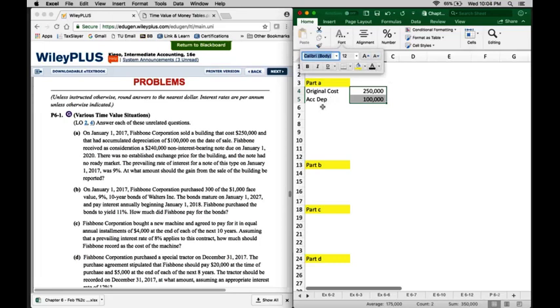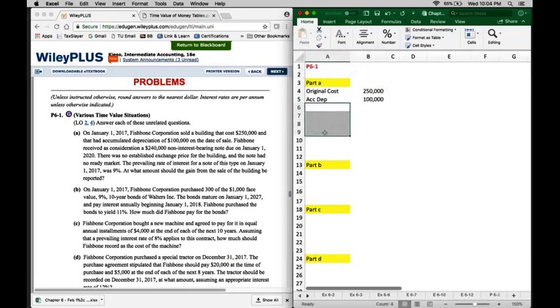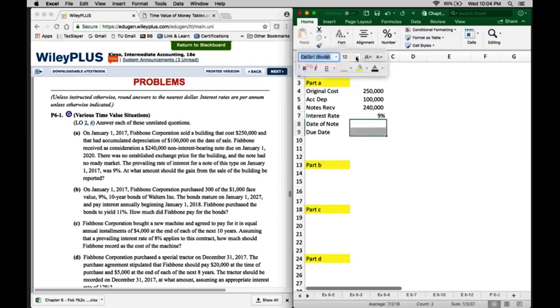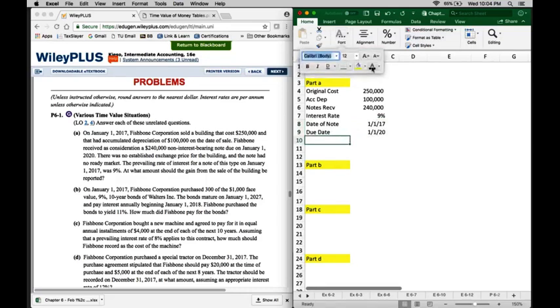And the next couple pieces of information I want to highlight are what has been given to us. The notes receivable is $240,000. The interest rate is 9%. That's given in the exercise. The date of the note and the due date are given to us. So how long do I have the note for? That becomes the term of the note. The term of the note is 3 years.